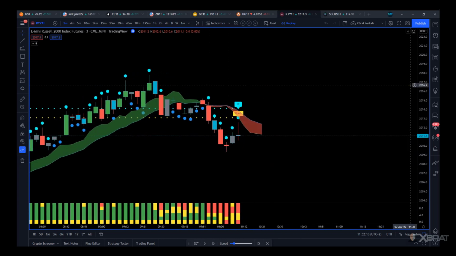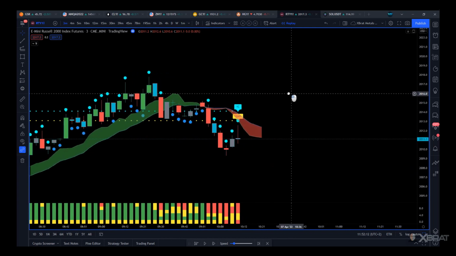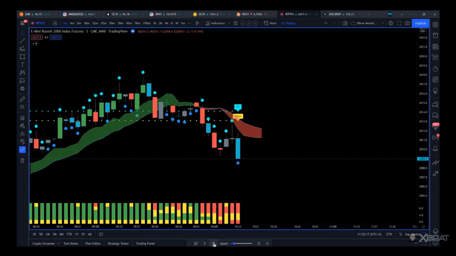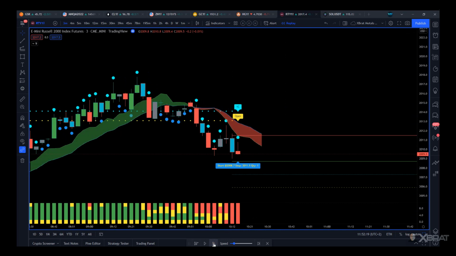I'm going to play this through some potential trades, why not to take them, and when to take them. So let's just play this through a little bit, candle by candle. Okay, so there we get our first signal candle. You can see this candle here.